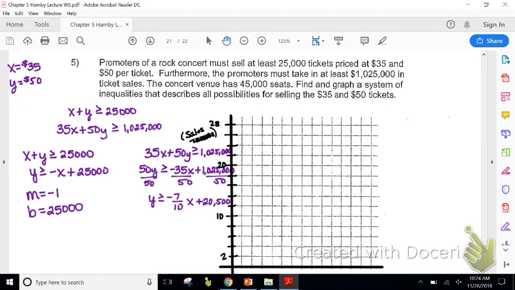It's not my sales. What is Y? Why is it ticket? It's the $50 tickets, isn't it? Well, it says right there. Yeah, I know. Thanks, Kylie. She was just asking, and I didn't really know the answer.